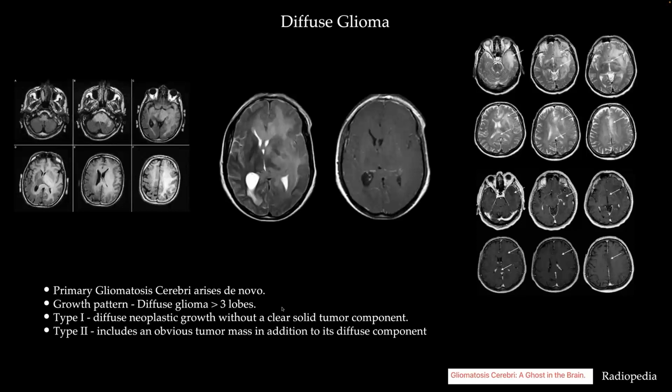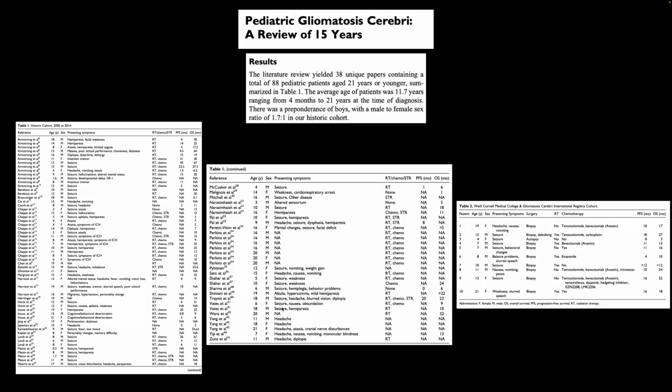Diffuse glioma in the gliomatosis cerebri pattern, because it involves more than 3 lobes in a contiguous pattern. Gliomatosis cerebri is now just an anatomical description based on diffuse glioma. If they are present with more than 3 lobes, then we describe it as a gliomatosis cerebri pattern, and it's most commonly in adults but can also be seen in children. This was a literature review done in 2015 where they found gliomatosis cerebri in 88 children.